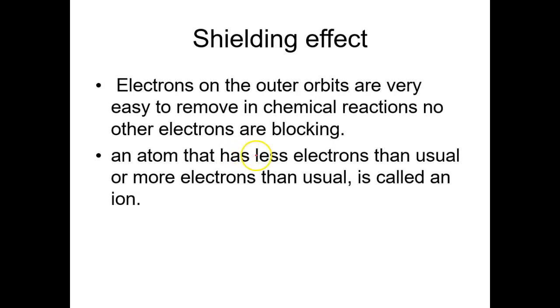So electrons in the outer orbitals are very easy to remove in chemical reactions. No other electrons are blocking them. That's why, okay? Kind of what I was just showing you a minute ago. An atom that has fewer electrons than usual or more electrons than usual is called an ion, and that's review from before. Just remember we have cations and anions, and remember which one's which.